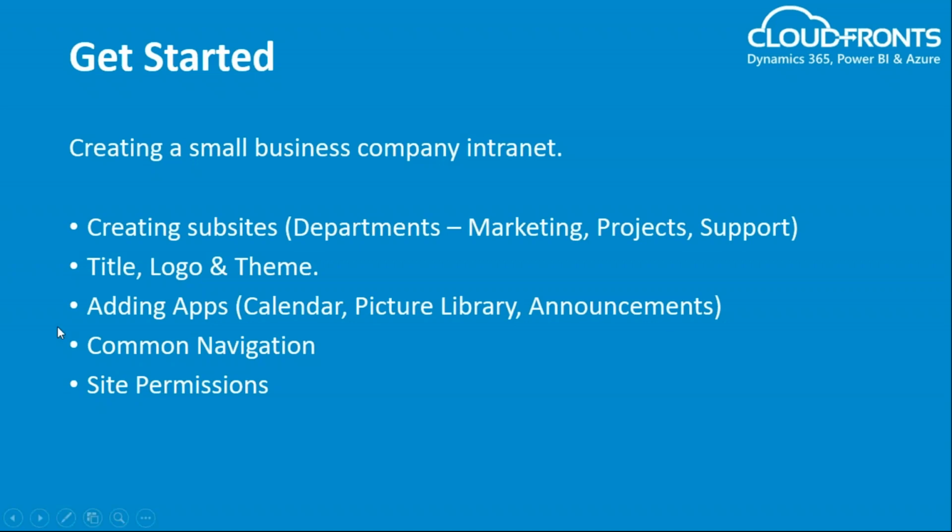So we'll create a small business company intranet. First of all, we're gonna create three subsites over here, which can also be set as departments. We'll create a marketing department, a projects department, and a support department. Then we'll see how to change the title and logo. We'll also see how to change the theme. Then we're gonna add applications such as a calendar application for appointments, picture libraries, and announcements, and then we'll see common navigation and site permissions. So let's get started.